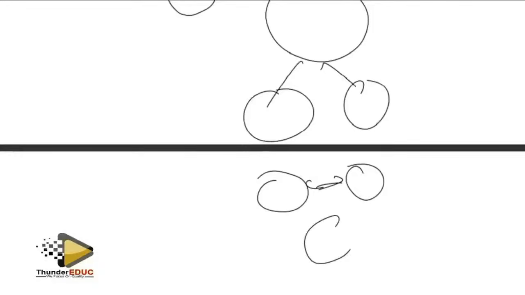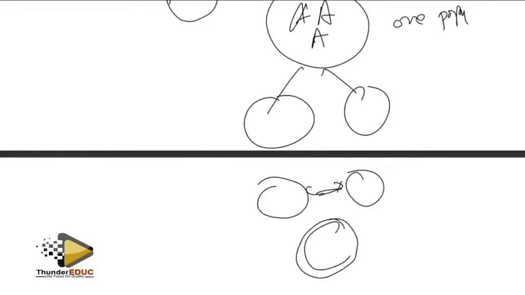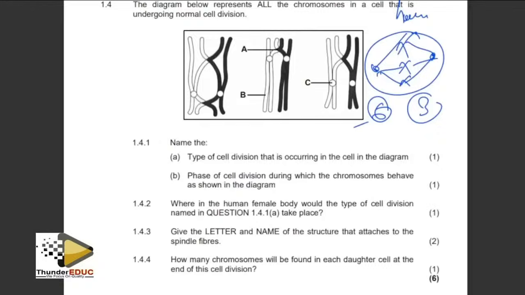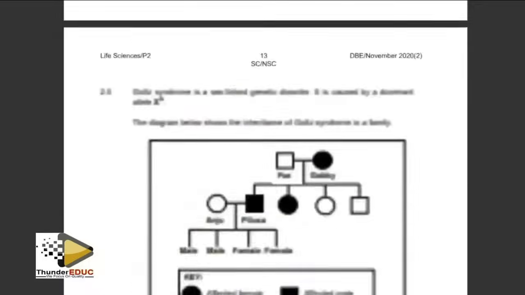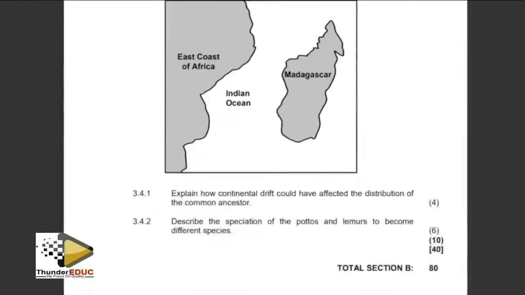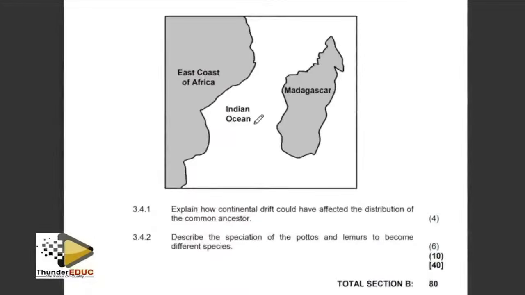So now, let me explain to you. You have a population of A. So you have to tell us that there was one population. Now the population is divided into 2 by a geographical barrier. You have to tell us the geographical barrier. Let me show you, because I saw a question here. So what is the geographical barrier here?